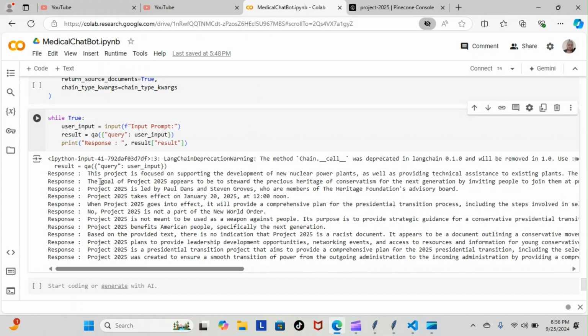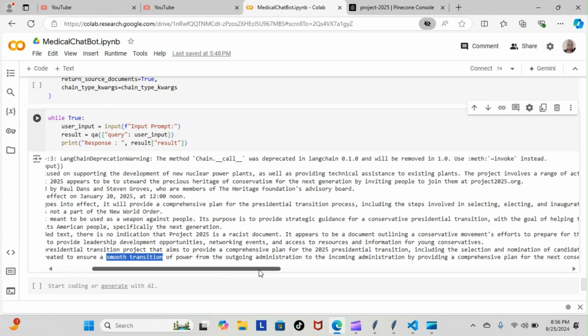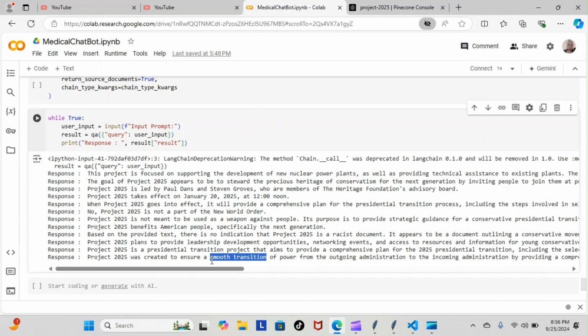Next was, what is the goal of Project 2025? The goal of Project 2025 appears to be to steward the precious heritage of conservatism for the next generation by inviting people to join them. Hold on, to enjoy them at project2025.org. Then I asked who was in charge or who was leading Project 2025. The Project 2025 is led by Paul Dans and Stephen Groves, who are members of the Heritage Foundation's advisory board.